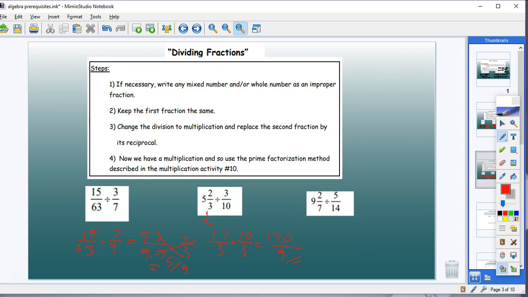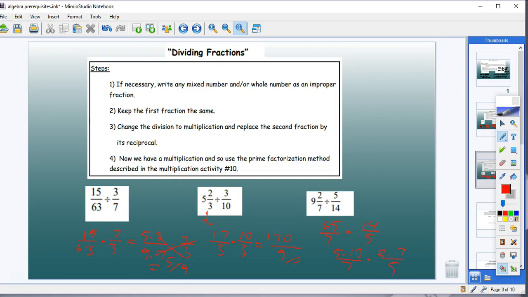In the third problem, again, we have this mixed number that we need to convert into an improper fraction. So 9 times 7 will be 63, plus 2, it's going to become 65 over 7, times, we're going to flip this over, so it's going to be 14 over 5. So I can prime factor this 65 as 5 times 13 over 7, times I can prime factor this 14 as 2 times 7 over 5.